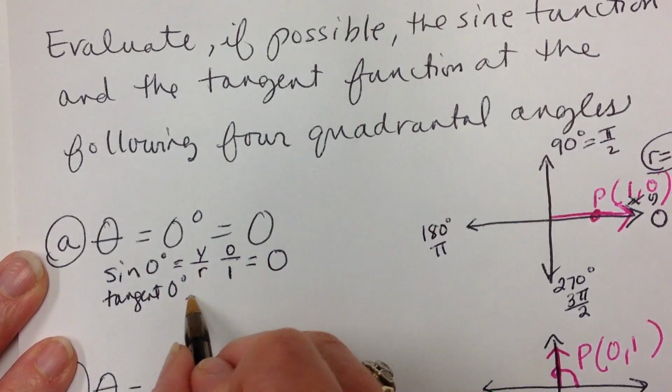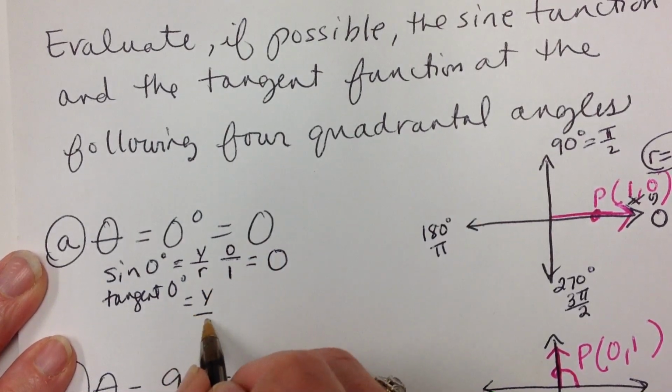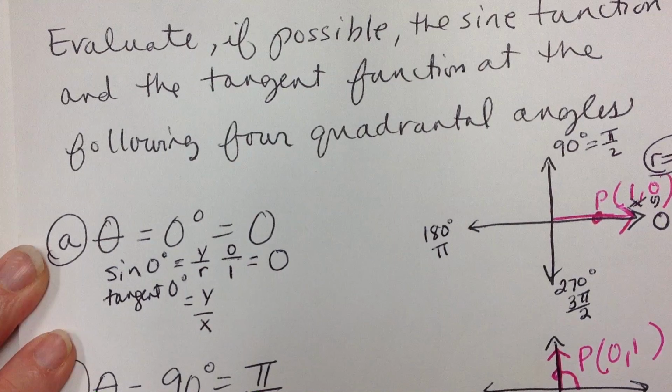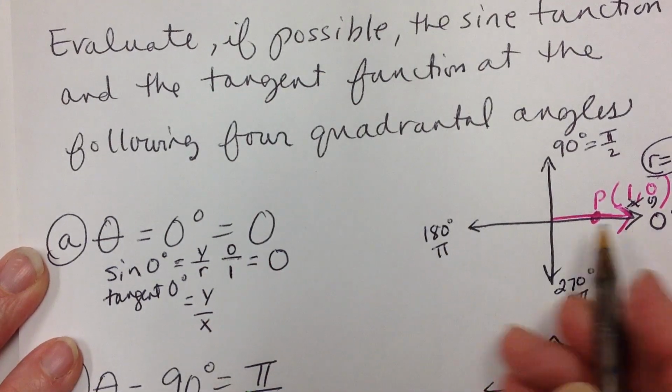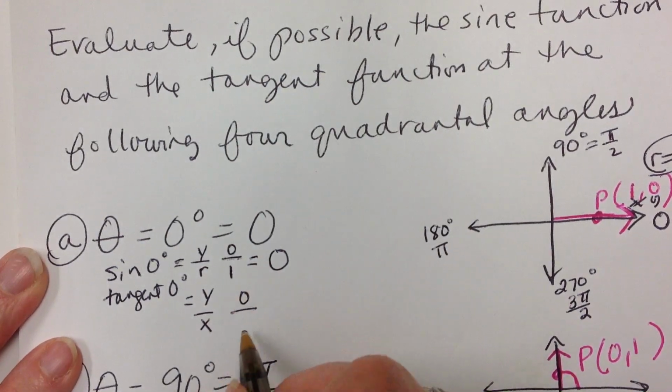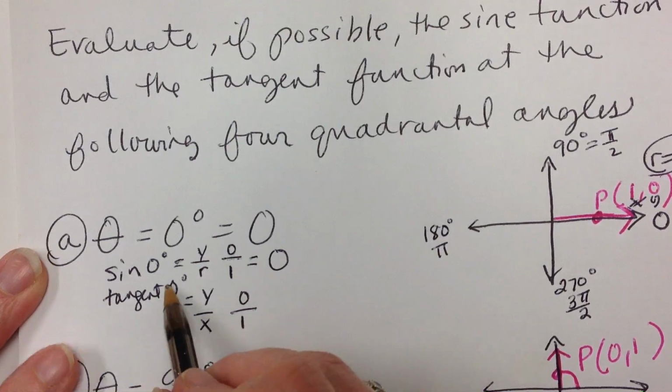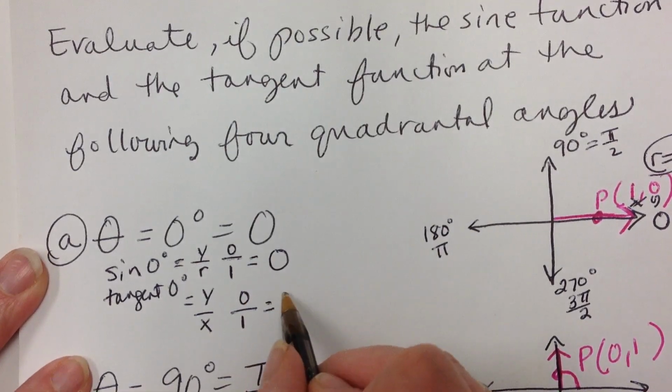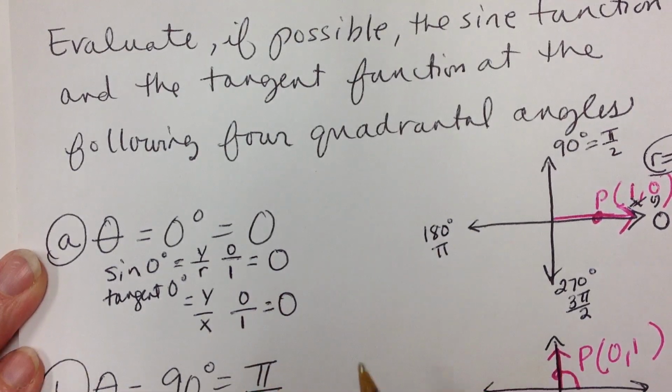Tangent, recall, is y over x. So tangent is y, which is 0, over x, which is 1. So tangent of 0 is also 0.